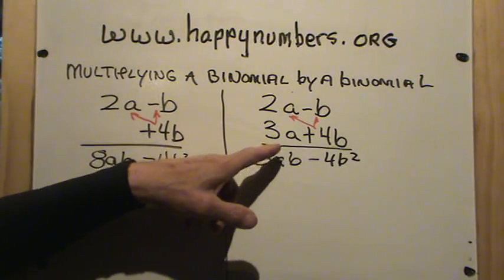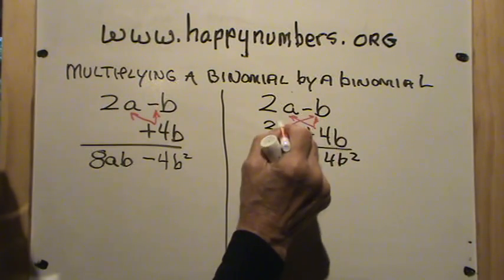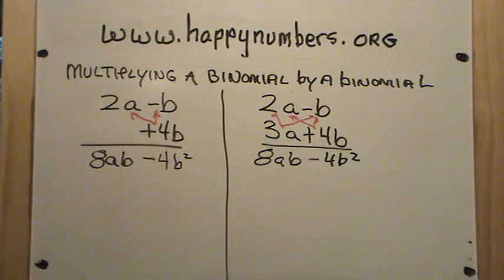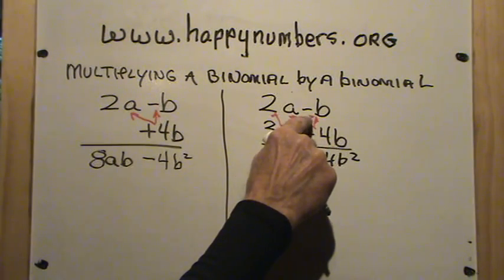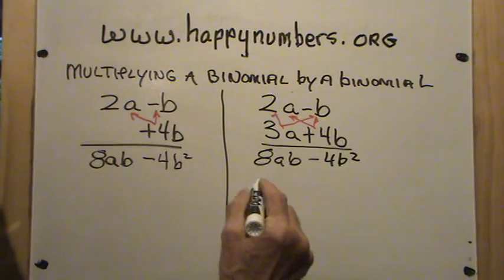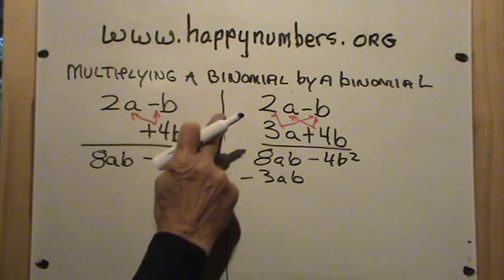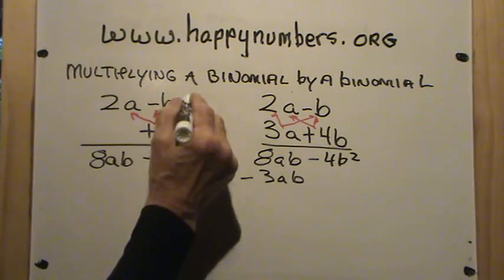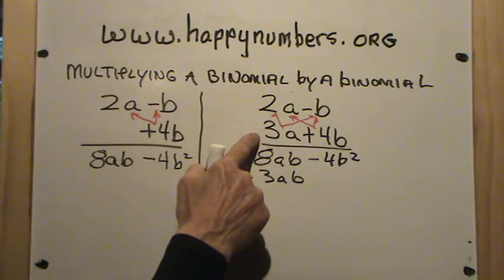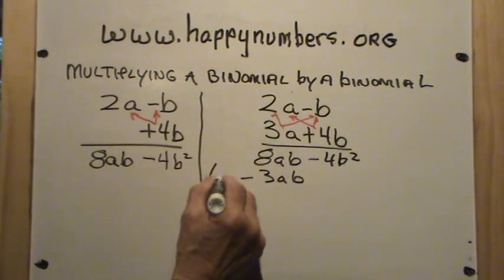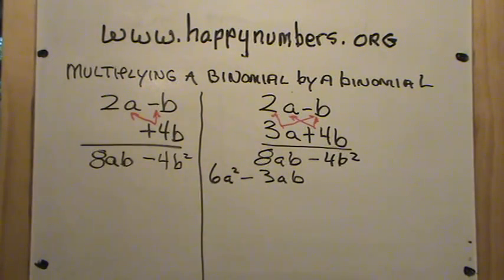But now that we have the binomial here, now we multiply this times this and this times this. So we go positive 3a times negative 1b gives me negative 3ab. Oops, I'll have to move this line. I'll put it over here. Okay. And then I multiply this times this. 3 times 2 is 6. A to the first and a to the first gives me a to the second.